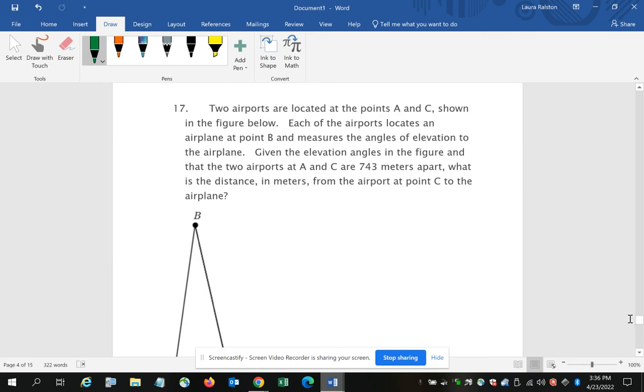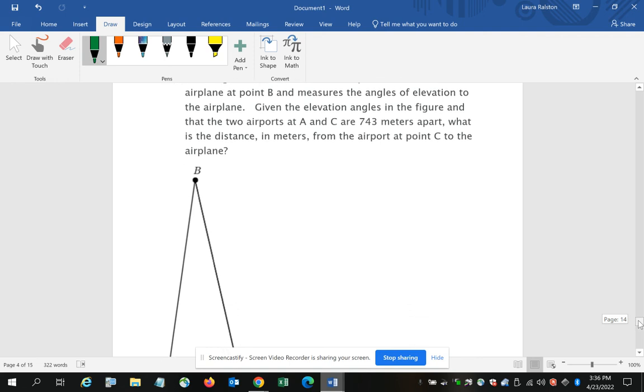All right, question 17 gets you really into Unit 8, which deals with law of sines and law of cosines, which are also formulas. So you're going to want to have those nearby. This one says, two airports are located at the points A and C shown in the figure below. Each of the airports locates an airplane at point B and measures the angles of elevation to the airplane. Given the elevation angles in the figure and that the two airports are 743 meters apart, what is the distance in meters from the airport at point C to the airplane?